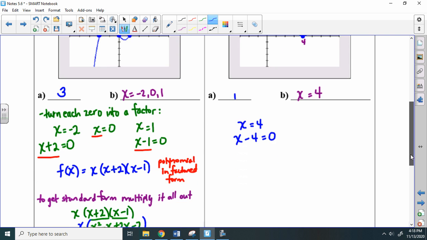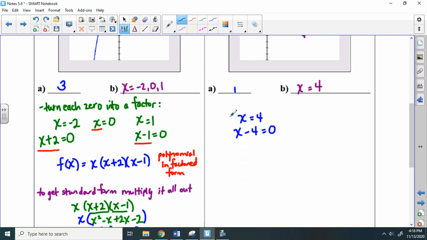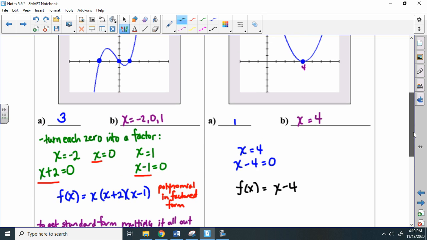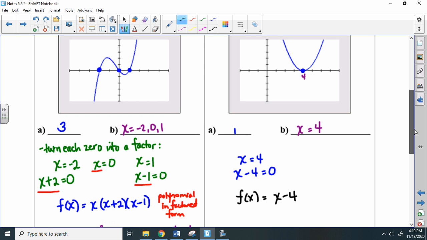Now, when I write that as a function, I just have the one factor. But the problem is that would not make a parabola if I were to graph it, because there's no x squared. To make this turn into a parabola, a quadratic function, we actually need to square the entire factor. And that is now in factored form.